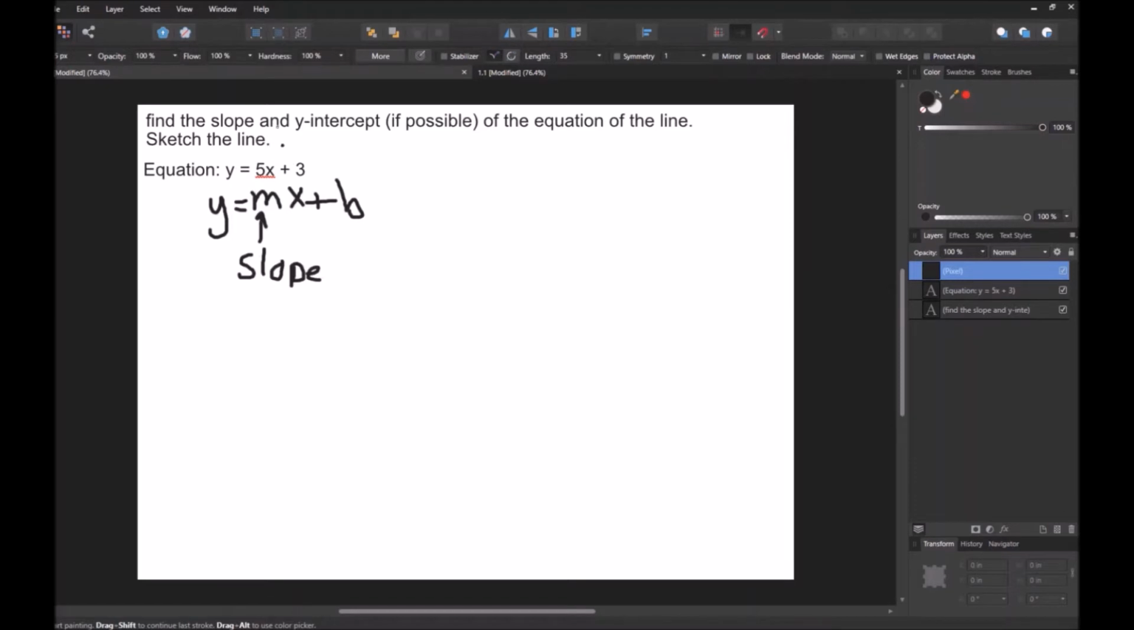So we look to the coefficient of x, which we see as 5, and we say that our slope is equal to 5. Now, if you remember, our y-intercept is going to be 0, b. And if you look here, this b on this equation is 3. So our y-intercept is 0, 3.